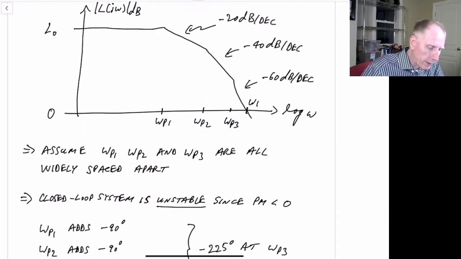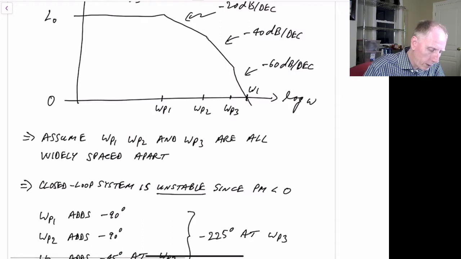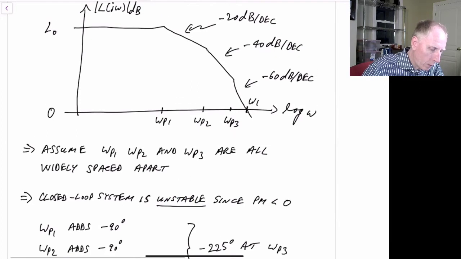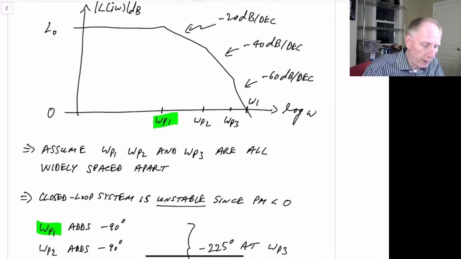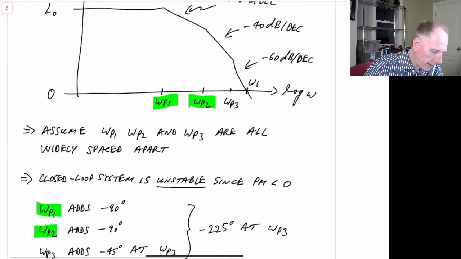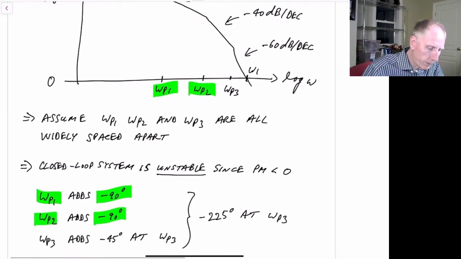So first let's look at this system, and let's imagine that we just put this into a feedback system. So this was our LOS and we connected it in feedback. First we note that it's going to be unstable because our phase margin will be less than 0. And why do we say that? Well, we note that omega P1 here will add minus 90 degrees of phase. Omega P2 will add another minus 90 degrees of phase because each pole adds minus 90 degrees of phase. So we're already at minus 180 degrees and we're not at omega 1 yet.